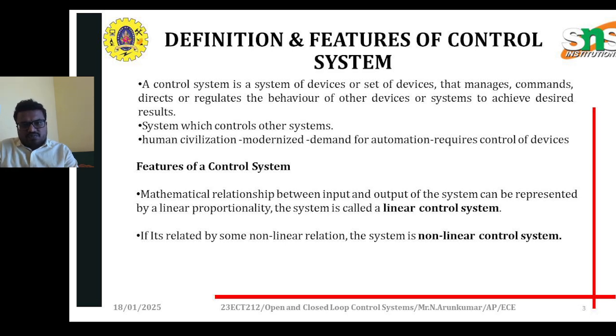Control systems are mainly used for adding more elements to the system for getting the proper resolution or output of the concerned systems. The output can be identified by using a mathematical calculation between the input and output of the system. If any error is found, we can find the concerned error through linear control systems. If it is related by a non-linear relationship, then the system is called a non-linear control system.